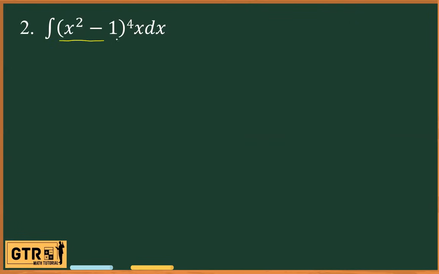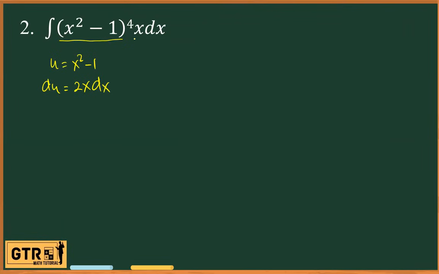This is our u. Usually the value of u is the base of the exponent. Since we have x squared minus 1 raised to the 4th power times x dx, this will become our u. So let u equal x squared minus 1. Then our differential is the differential of x squared, which is 2x. The differential of negative 1 is 0. So we have 2x dx.